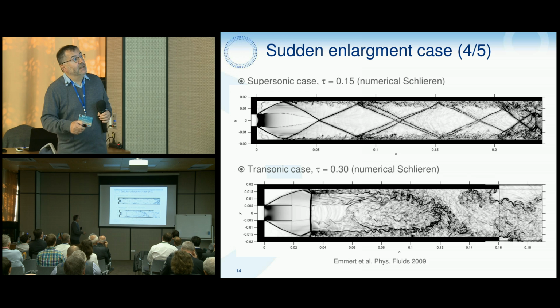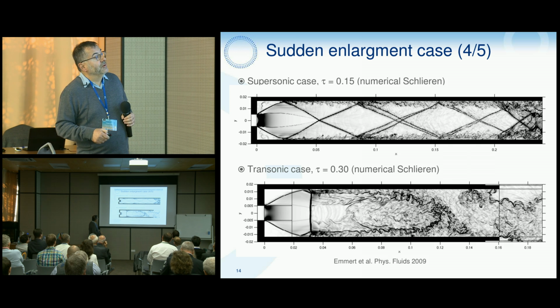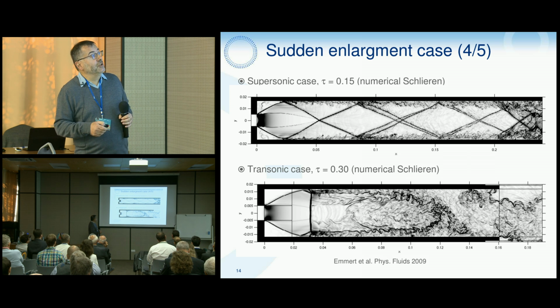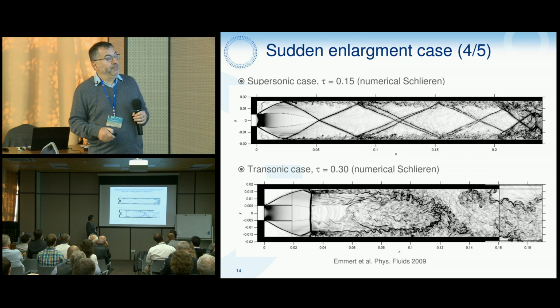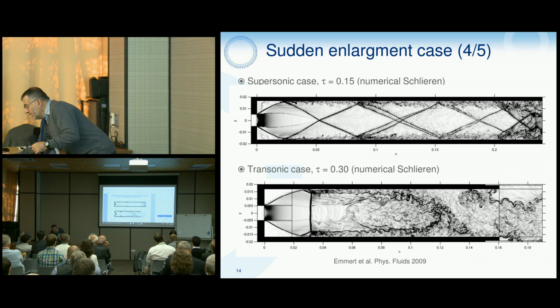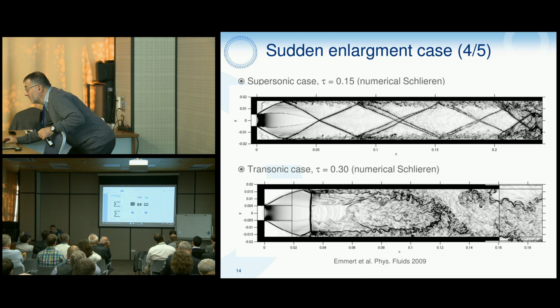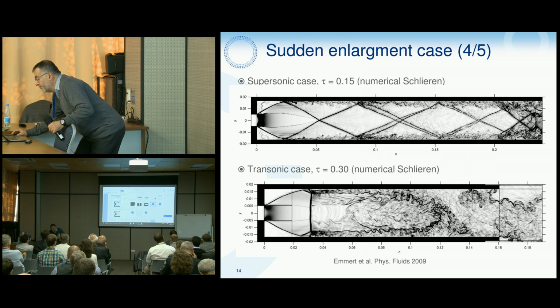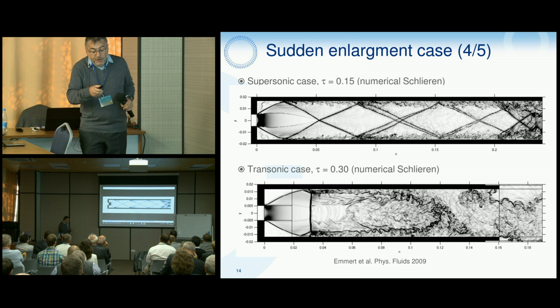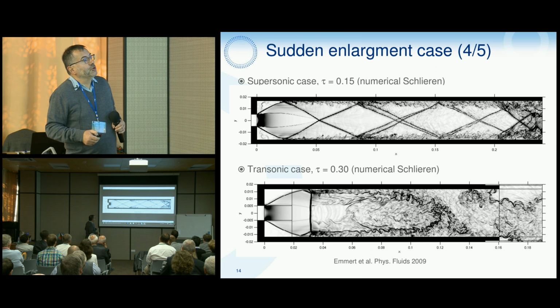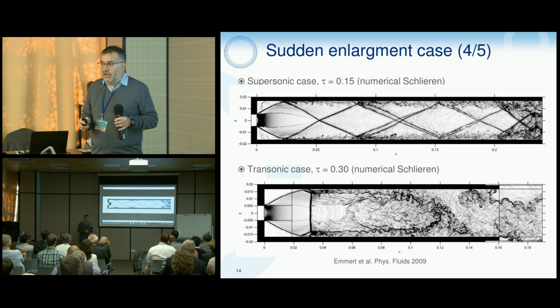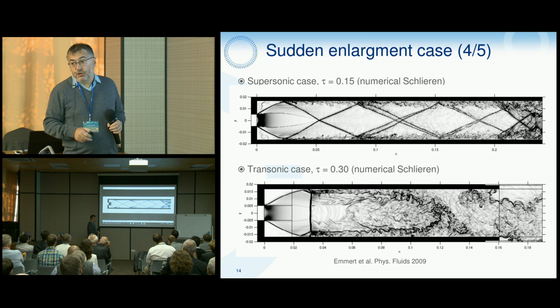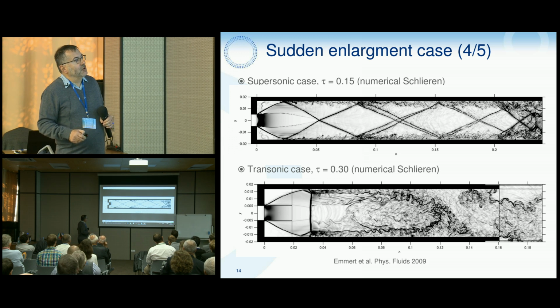So here we obtain the two configurations, the supersonic one and the transonic one. Okay. So here the calculation. We try to have a correct grid at the walls in order to be able to capture the shear layers. So you can see several classical results.